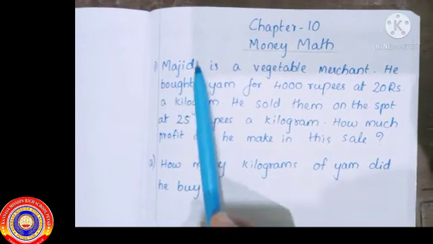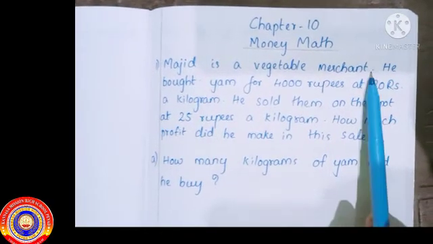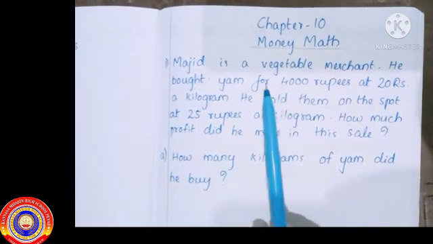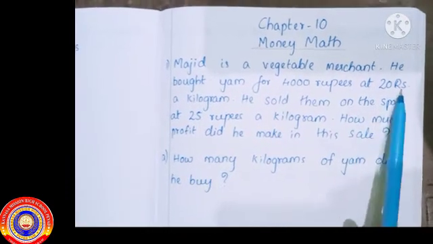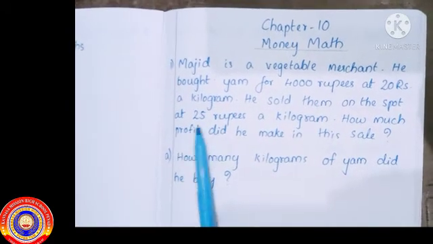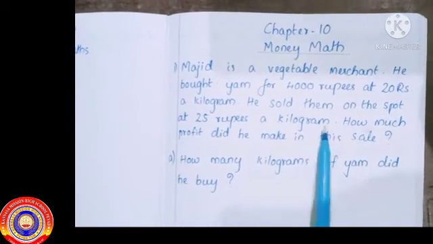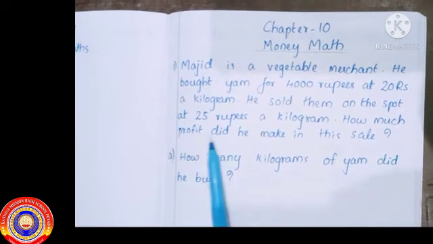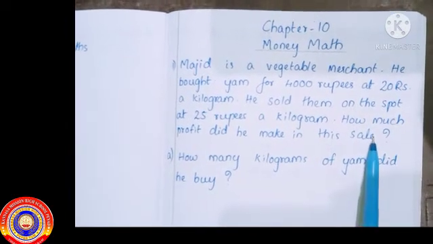First question. Majid is a vegetable merchant. He bought yam for 4,000 rupees at 20 rupees a kilogram. He sold them on the spot at 25 rupees a kilogram. How much profit did he make in this sale?